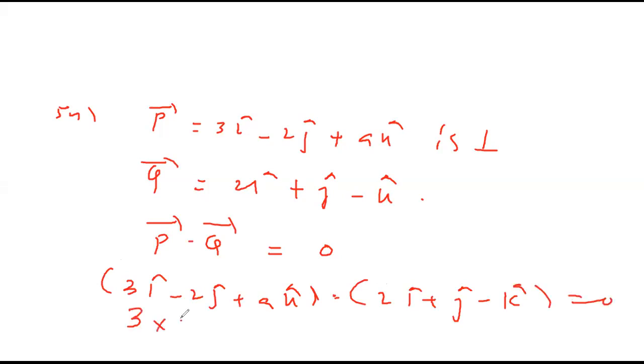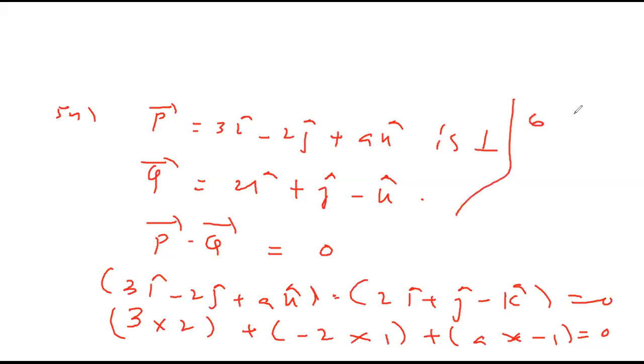So 3 into 2 plus minus 2 into 1 plus a into minus 1 is 0. So this will become 6 minus 2 minus a is 0. 4 minus a is 0. Therefore, a equals 4. Is option A equal to 4? Yes, C is the answer. Whenever two vectors are perpendicular, the dot product is 0.